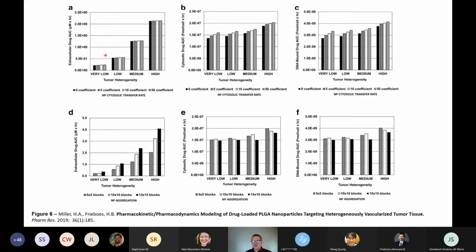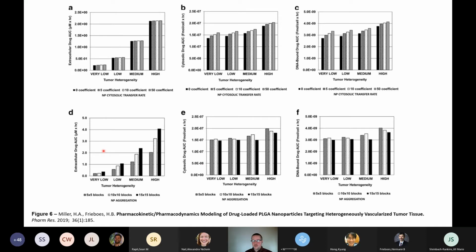Increased drug concentration found in the cytosolic and DNA-bound compartments, although it had no effect on the extracellular drug concentration. Increasing nanoparticle aggregation, panels D, E, and F, with the lowest aggregation as the striped bars and greatest as the black bars, greatly increased extracellular drug concentration across all tumor heterogeneity cases.